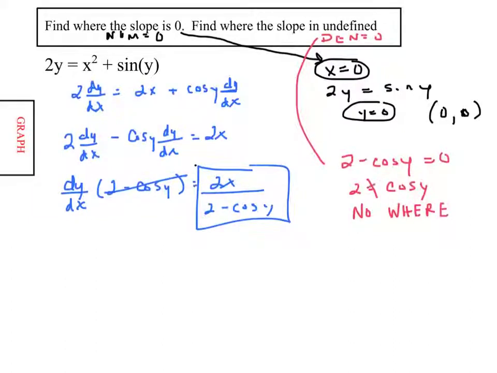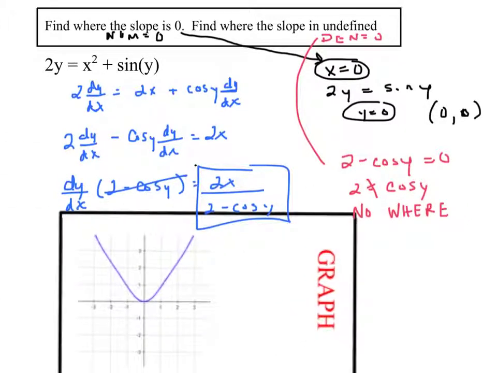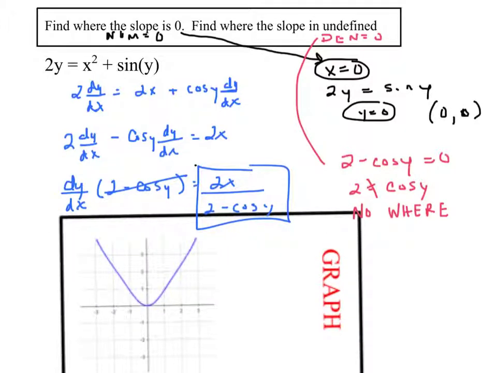Now let me pull a graph in here so we can kind of verify that. Make it a little bit bigger if I can. Okay, here's what we see. At the spot 0, 0, the origin, we have a horizontal tangent, but it kind of looks parabolic, of course adjusted by the trig function, and that's why there is no vertical tangent or undefined slope.